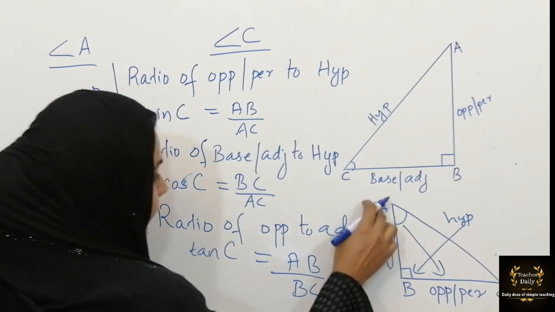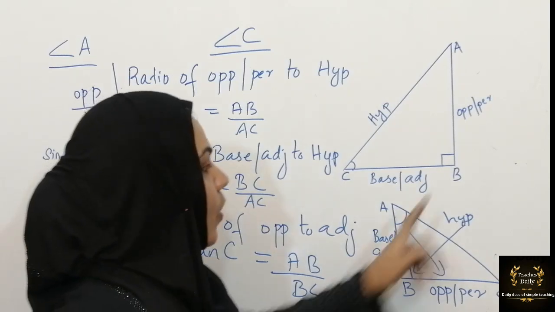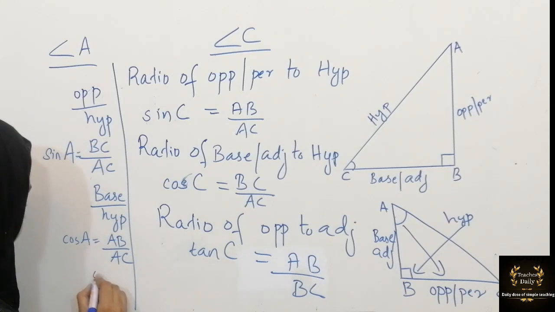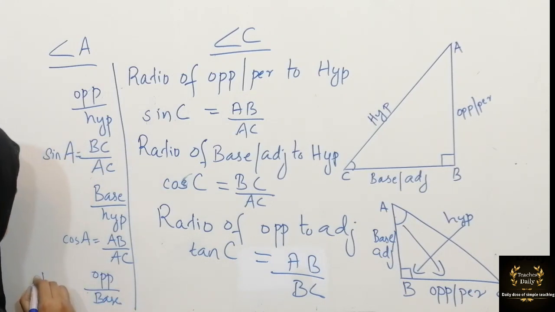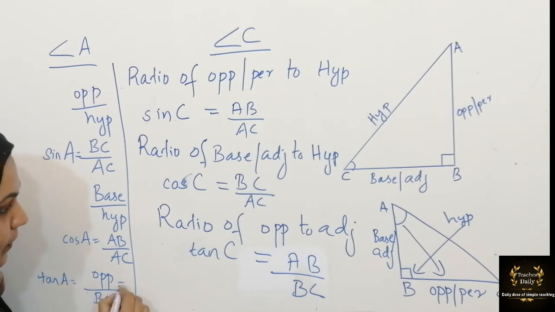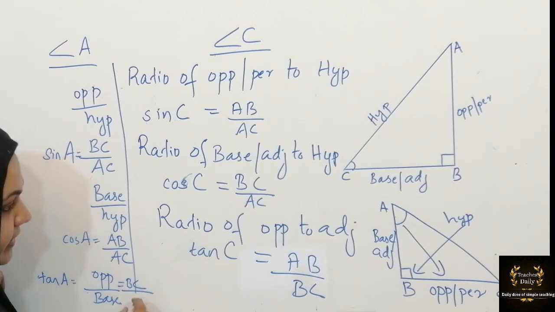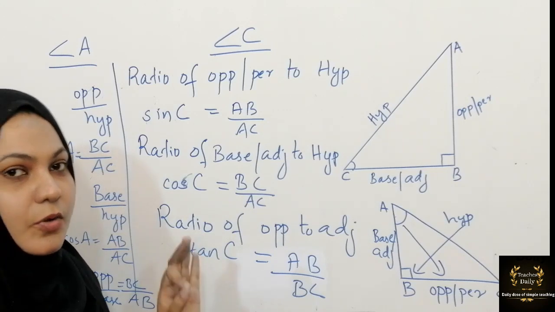So what is base here? AB by AC. You can write opposite to base. So that is opposite to base here. Ratio of opposite to base. So that is tan A. So what is opposite here? Opposite is BC by AB. If you concentrate on these 2 reference angles, you can understand.